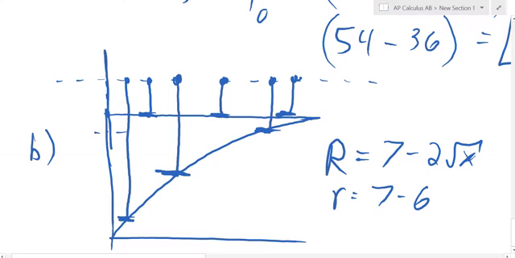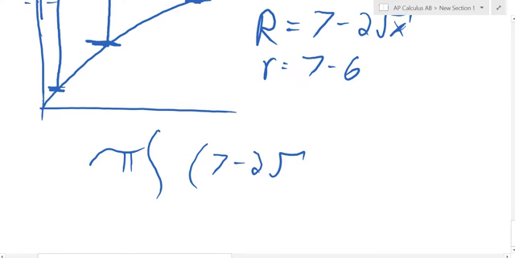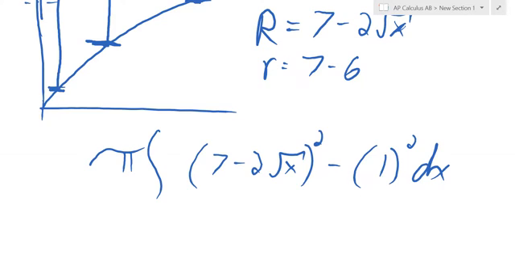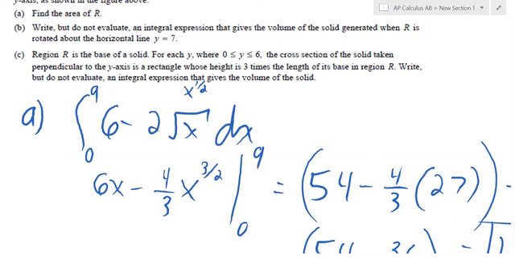So then our formula is pi times the integral of big R, which is 7 minus 2 root x, squared, minus little r squared. And all we've got to do is say, where do we want my radii to go from left to right? They're going to start at x equals 0, and go to x equals 9. If they don't want us to do this by hand, that's our answer. And usually part C is sometimes a weird question. Let's check this out. Oh, we can't do C yet because we haven't talked about bases of solids.